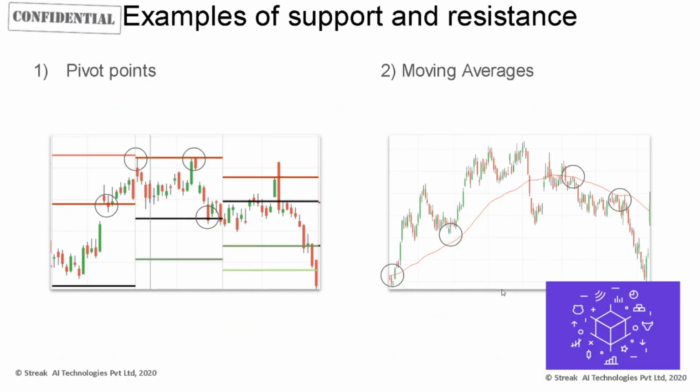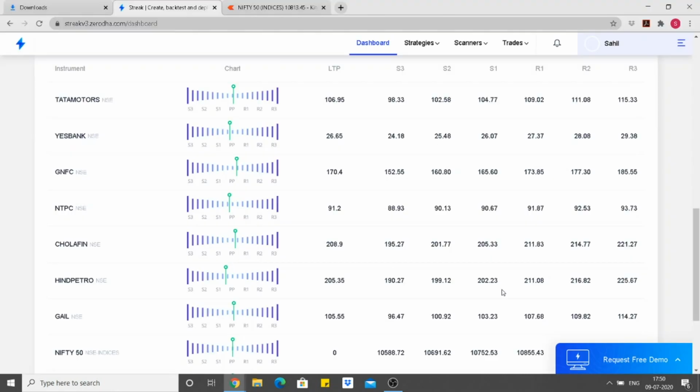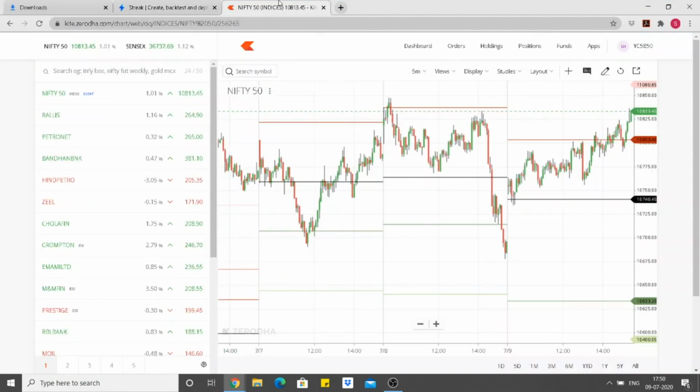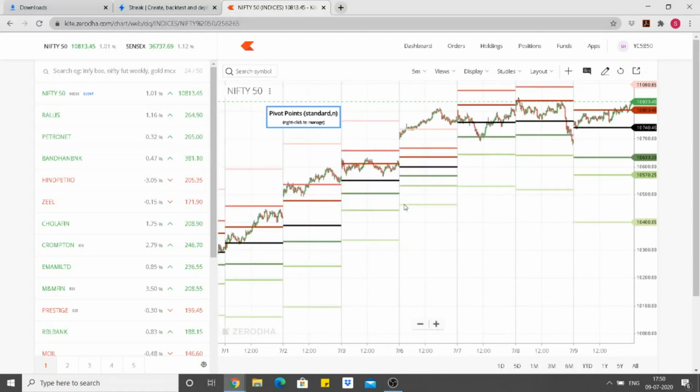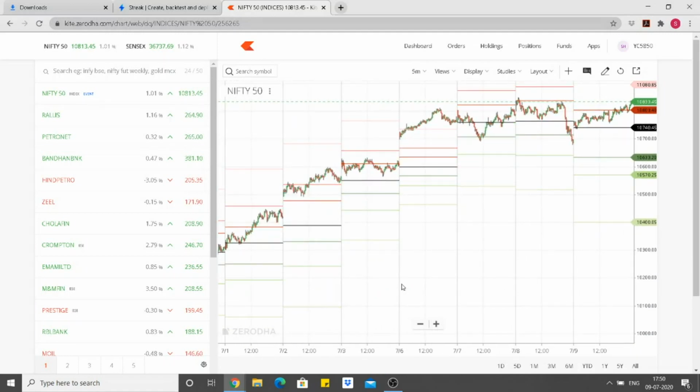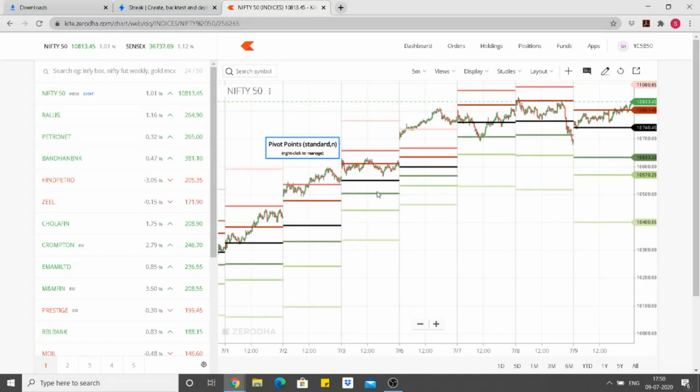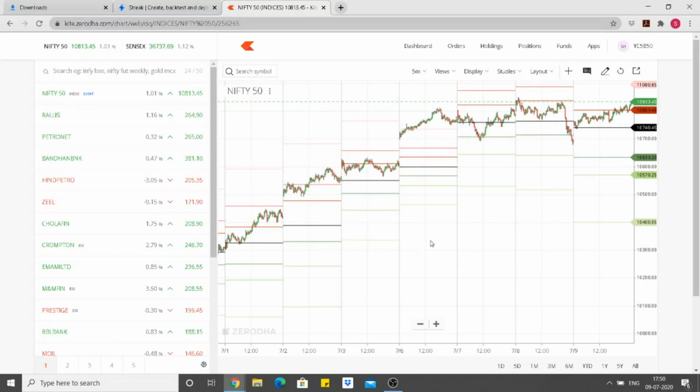So moving on to examples of support and resistance. Pivot points, as explained earlier, are static support and resistance, whereas moving averages are dynamic. I'm going to chart this and show you what pivot points look like. We have already plotted pivot points on the Nifty 50 chart. Here we can see that whenever the price crosses above or opens above the main pivot point, that is the black line you see in the middle here, it tends to have a bullish run, or it tends to stay above that line itself.